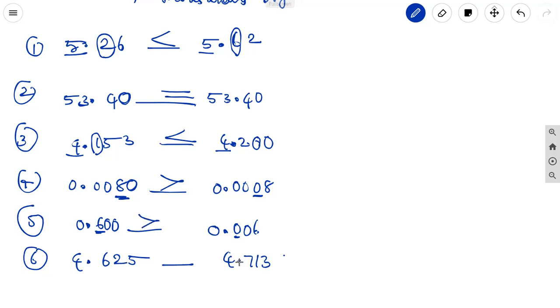Here, like decimals 4.625 and 4.713, 3 digits and 3 digits. So compare the whole part, same. The tenths digit is 6 here, 7 here. 7 is greater, so this is greater. This is the way of comparing two decimals. Write in order.